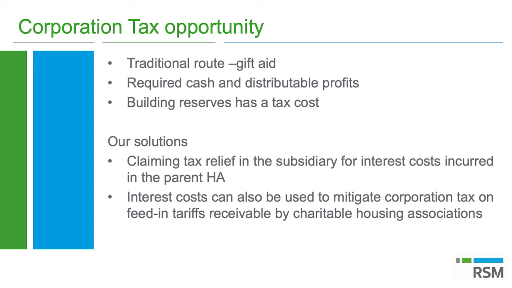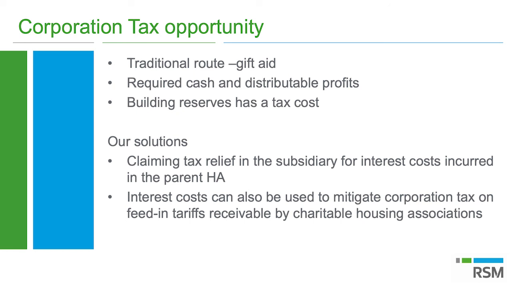There is a way around both of these issues, which involves claiming tax relief in the subsidiary for interest costs incurred in the parent housing association. A number of our clients have used this to good effect. We recently used this to help a subsidiary that would have otherwise paid corporation tax of over £300,000. This opportunity was mentioned in last year's technical update, and at the time it was relatively new and untested. We have since implemented this with various housing associations with great success. We have fully disclosed the treatment adopted to HMRC and as yet not received an inquiry or intervention from them. We're pretty comfortable this is a robust solution.